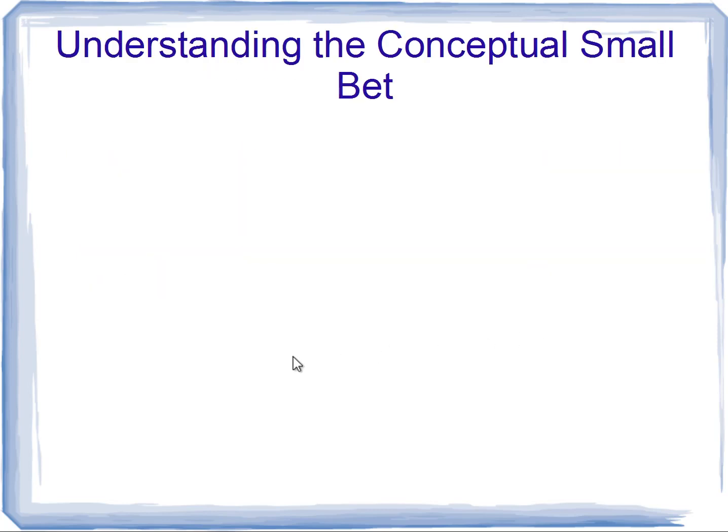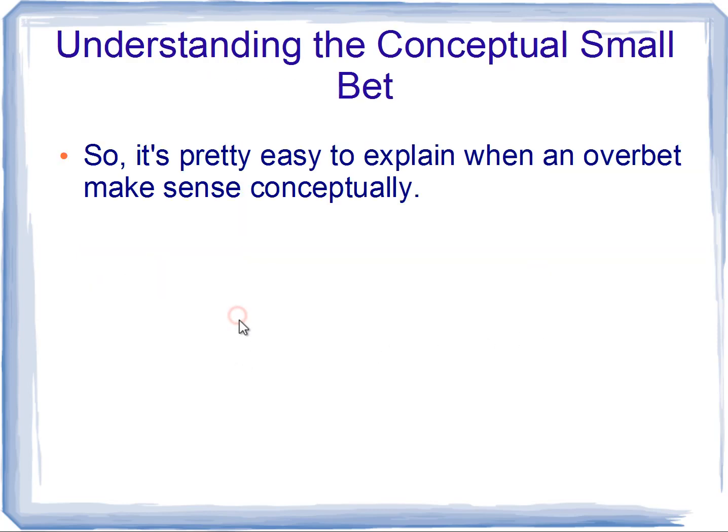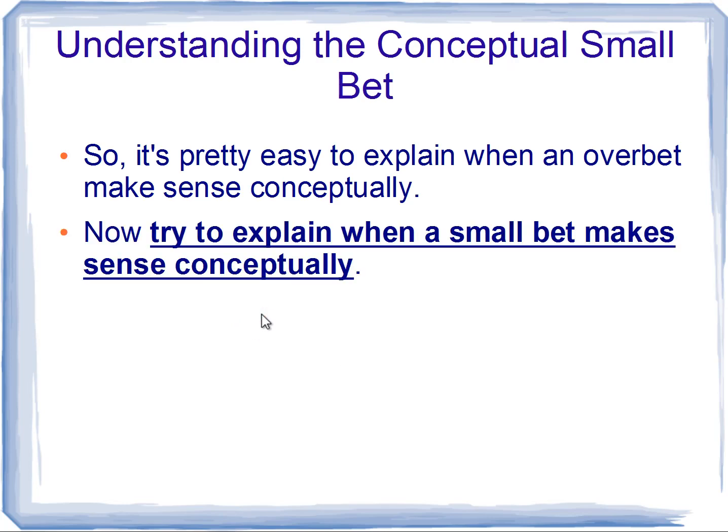All right, so as I just mentioned, it's pretty simple to explain when an overbet makes sense conceptually. And if you haven't done that before, like if you really just sort of got introduced to overbetting, you should pause and then now explain once again when an overbet makes sense. So that way it will be more solidified in your memory and you'll be able to implement it better.